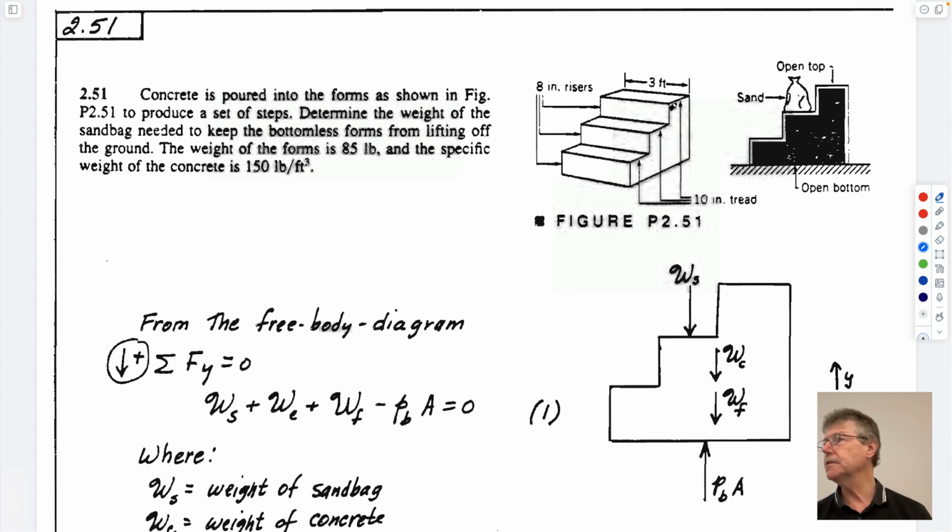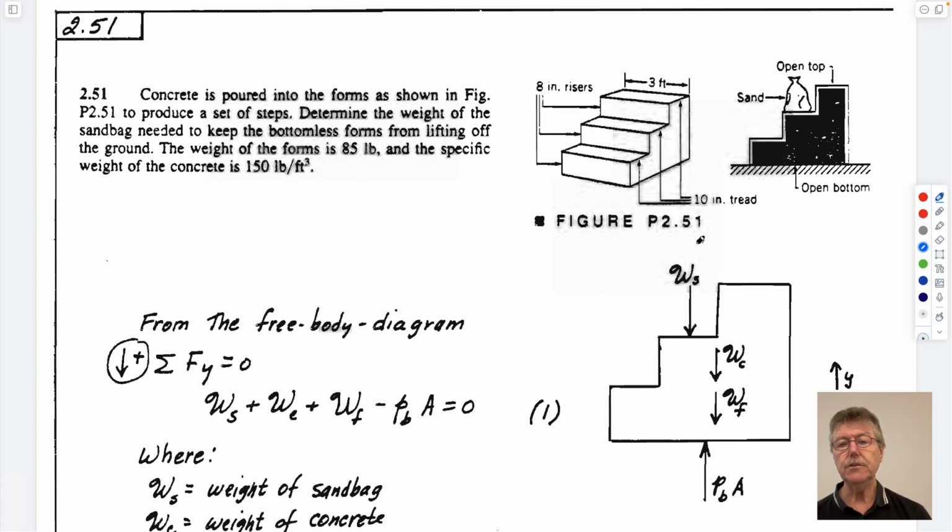The top has to be open to get the concrete in, but because you're pouring liquid concrete in it, which has a mass to it, which will not only push against the side walls of this thing, it will also have an uplift. You have to be able to put a weight, a sandbag on it, to keep it down. The top is open, and you want to know what the weight of the sandbag would have to be to keep it down.